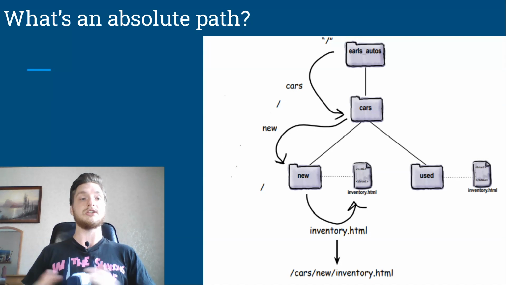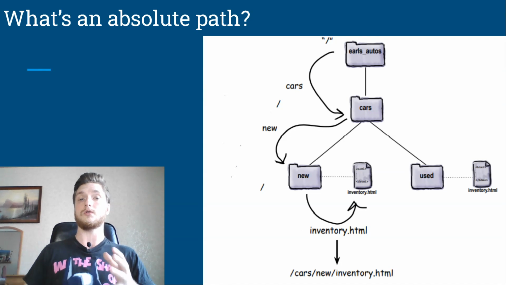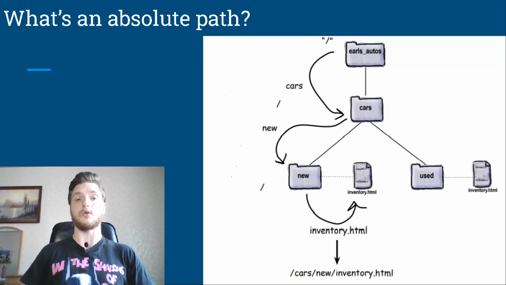Say you want to look in Earl's inventory to see if your new Mini Cooper has come in. To do that, you'll need to figure out the absolute path to the file inventory.html that is in the new folder. All you have to do is trace the folders, starting at the root, to get to the new folder where his inventory.html file is located. The path is made up of all the folders you go through to get there. So that looks like root. We represent root with a slash, cars, new, and finally the file itself, inventory.html. Here's how you put that all together.